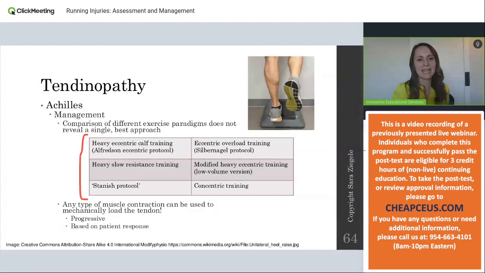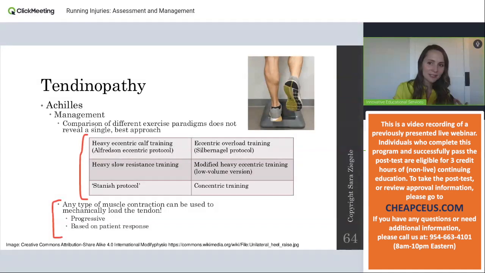ways of loading. And I think what it really comes down to is this piece at the bottom, which I actually found quite reassuring to myself because I think keeping up with all of the different protocols can be really daunting. This one here says, any type of muscle contraction has been shown to essentially be effective as long as we're mechanically loading the tendon. So if it's progressive and it's based on patient response, you should get the results that you're looking for.